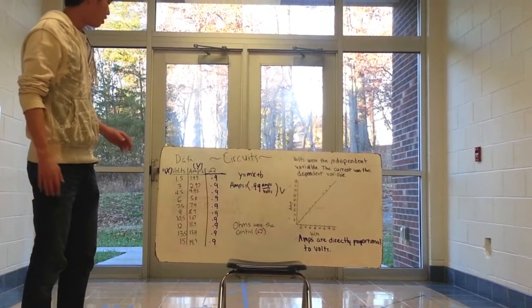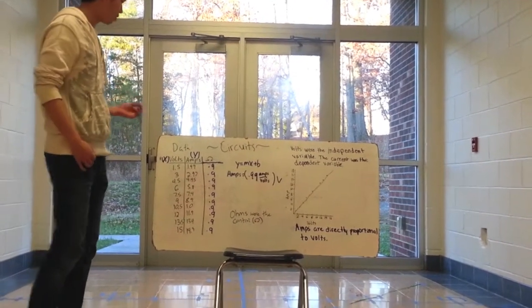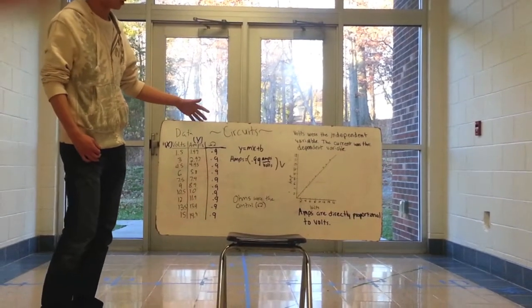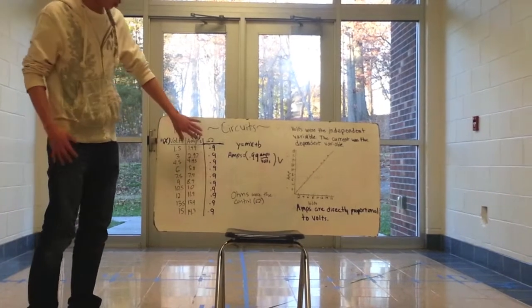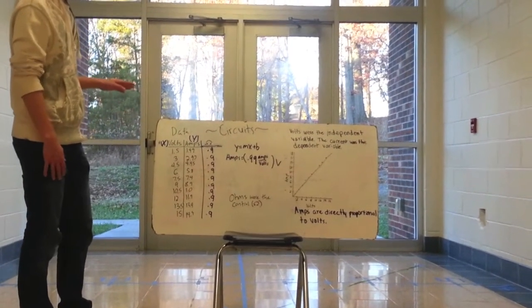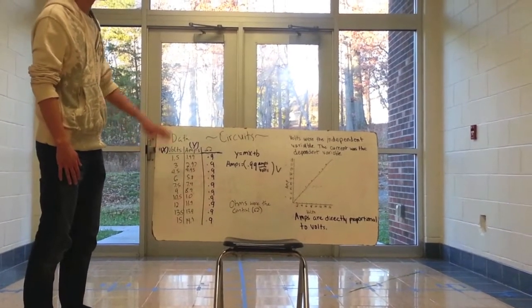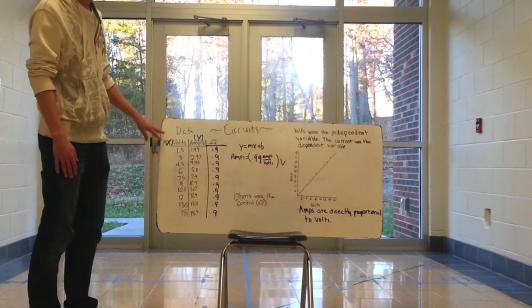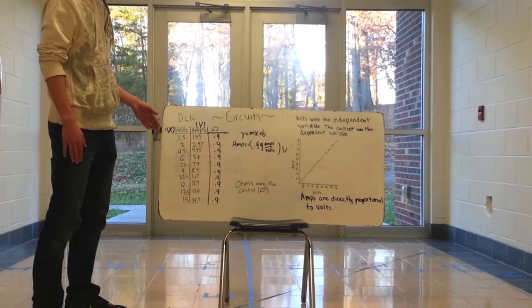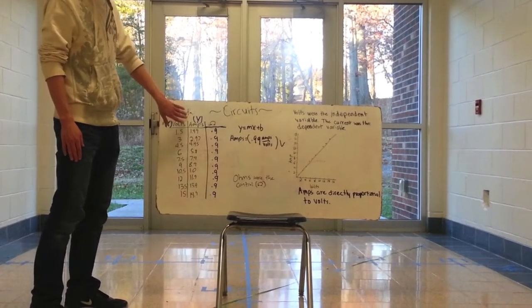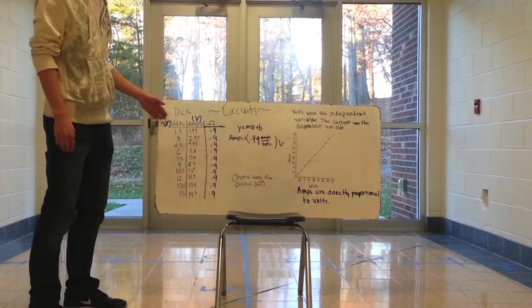So in our experiment, we used the 3 different variables: volts, amps, and ohms. We decided to keep our ohms constant, or our resistor constant. And the 1 variable that we measured was amps in terms of volts. So our volts was going to be our independent variable, what we were going to change, and as a result, what we were going to be measuring was going to be the amps, the dependent variable.